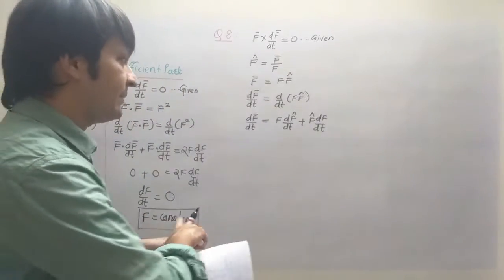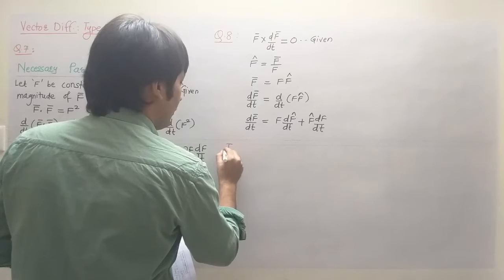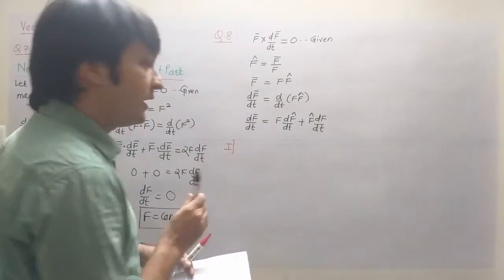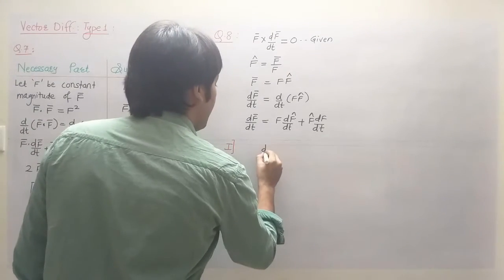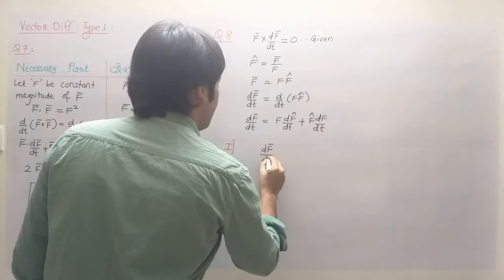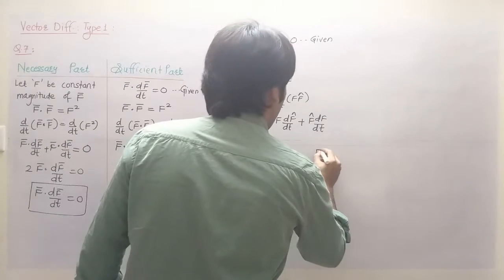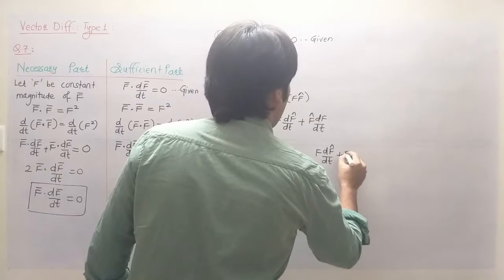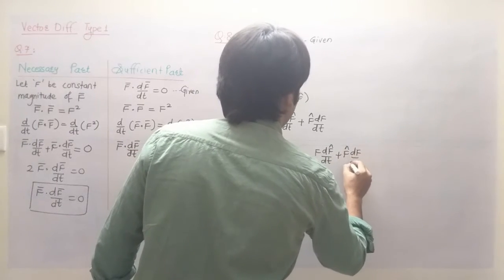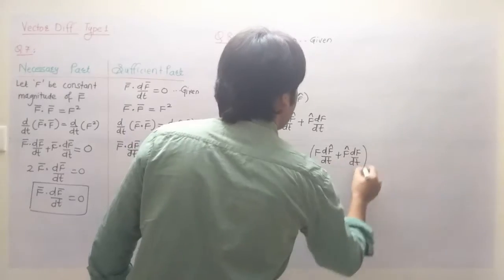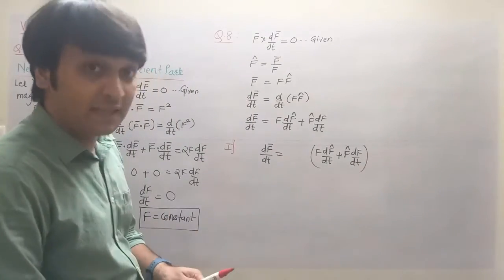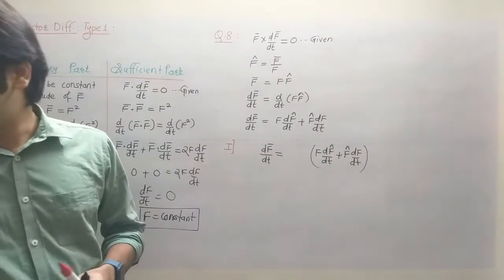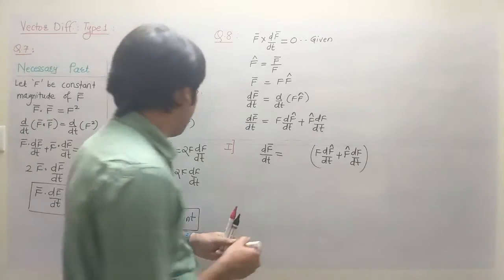Here we will start step number 1. Check how I am going to take cross product here, and you will come to know. So we have df bar by dt is equal to f into df cap by dt plus f cap into df by dt. Correct? This is as it is we have. I will take cross on both sides.